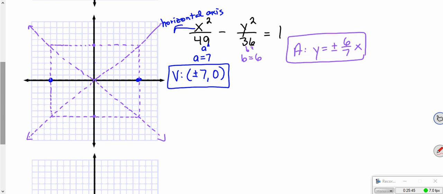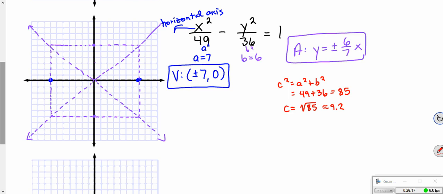So remember your formula: c squared equals a squared plus b squared. So for us, that is 49 plus 36, which is 85. So c equals the square root of 85. Okay, now as a decimal, that is about 9.2.